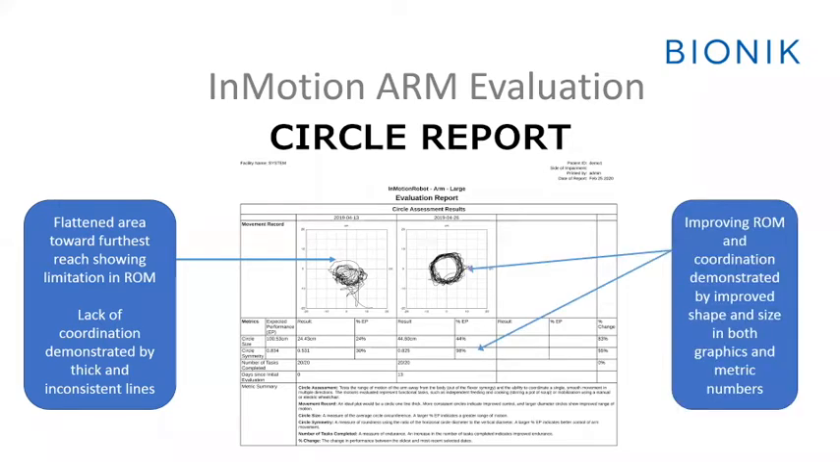In this case, we also see an improvement in the shape and the size of the graphic and in the metric numbers that correspond to it. So here we have an expected performance at the end of treatment for circle symmetry of 98%, which is pretty good.